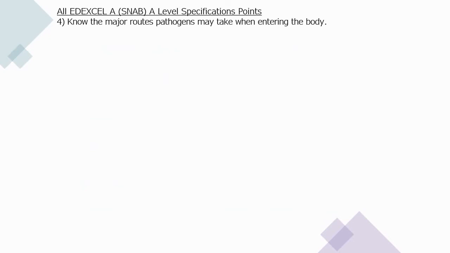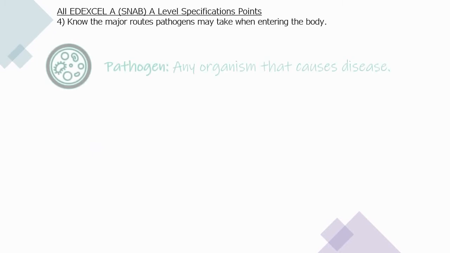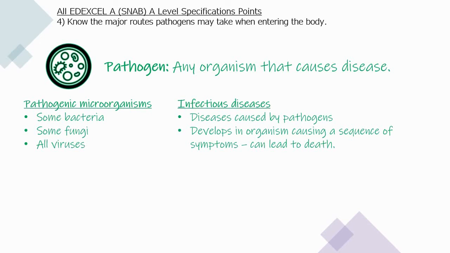So we need to know the major routes that pathogens may take when entering the body. So I thought I'd start by discussing what a pathogen is. A pathogen is any organism that causes disease. Pathogenic microorganisms include bacteria, fungi, and all viruses are also pathogens. Infectious disease is a disease caused by pathogens. This develops in the organism and it causes many symptoms which can actually lead to death in many cases.